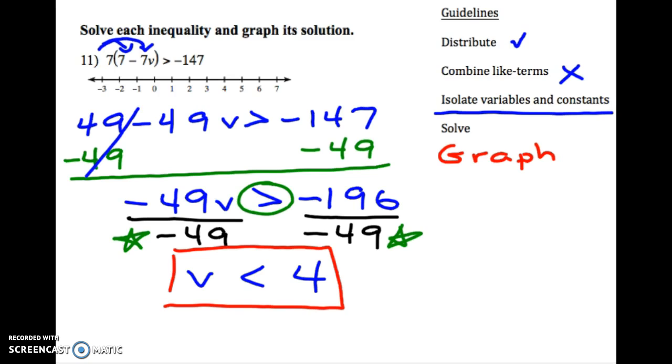Since it's a less than and not a less than or equal to, to represent that on the graph, we're going to do an open circle on the 4, indicating that 4 is not one of the answers. It's very close to it, but it's not an answer. And since we want the values of v which are less than 4, less than means we're going to the left, so we shade to the left on the number line. Notice that the direction of the inequality is kind of pointing to the left. That's why I like to put the variable on the left side. It gives you an indication of which way you're going to shade on the number line.